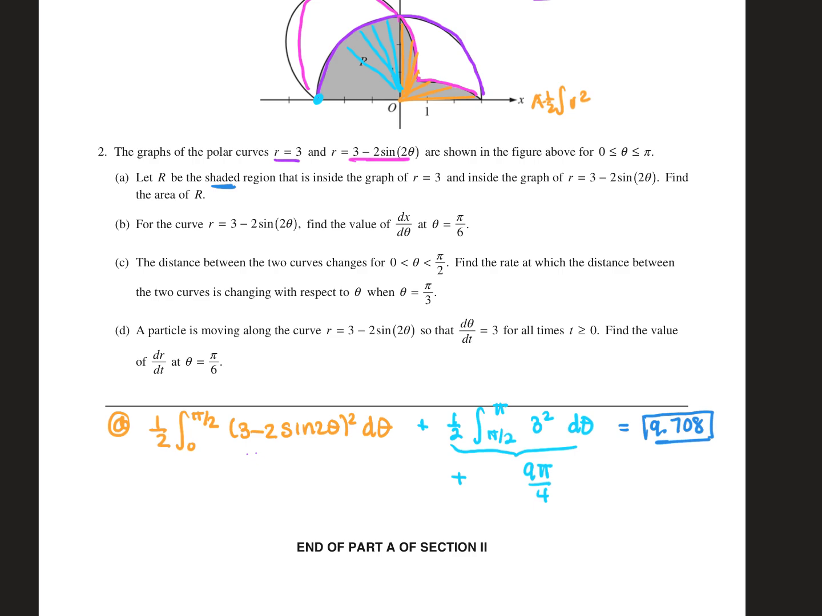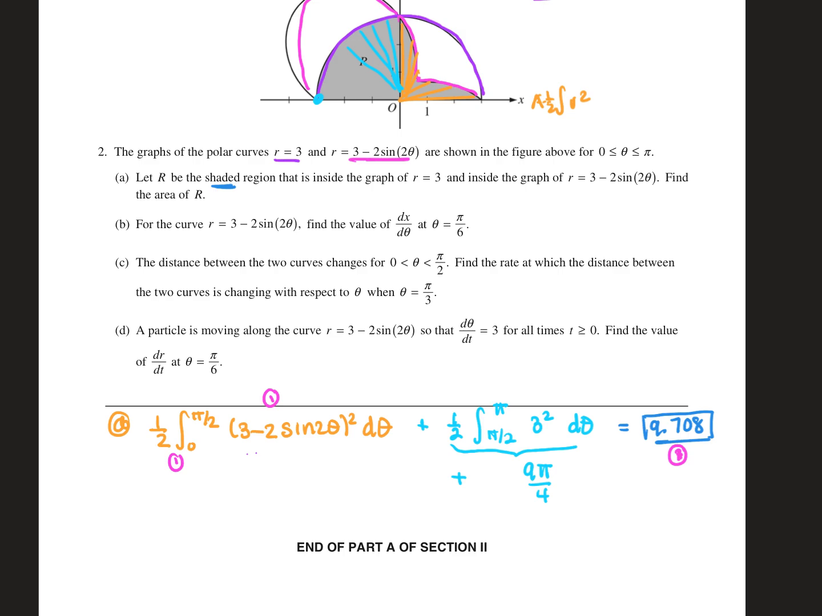This part of the question was worth 3 points. The first point came from writing the integrand. The second point comes from writing the limits. And the third point is from getting the answer correctly.